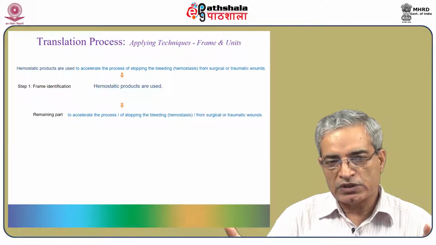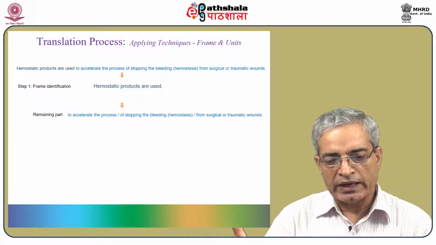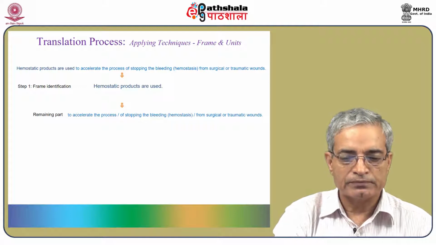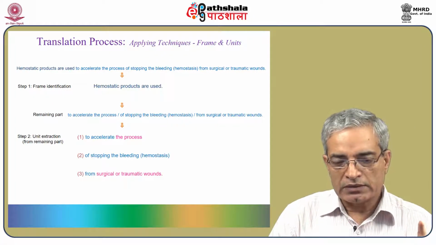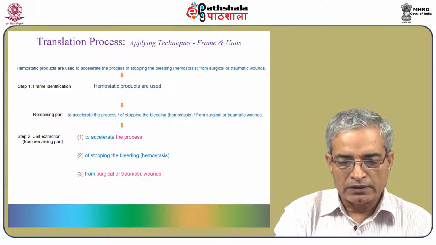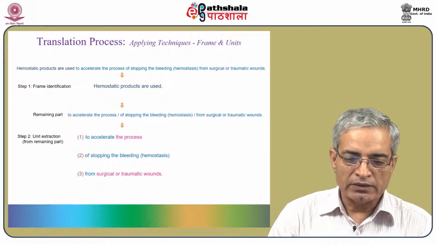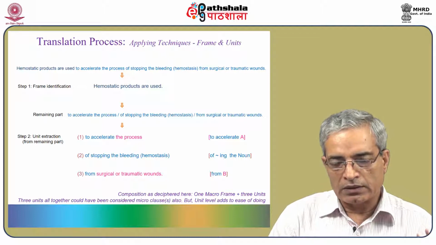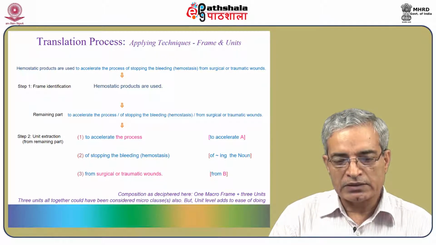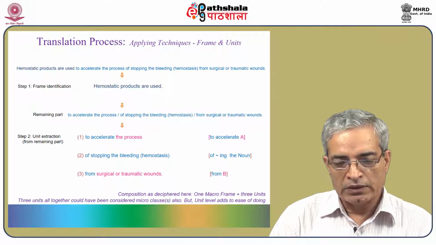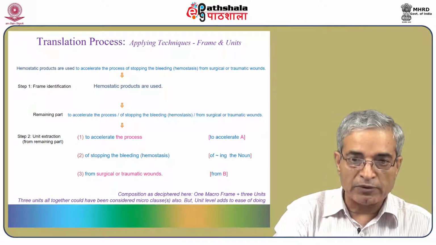And this, if you see carefully, can be divided into three: to accelerate the process, of stopping the bleeding, from surgical or traumatic wounds. If we look at these three as units, the first one is to accelerate the process, the second one is of stopping the bleeding, third is from surgical or traumatic wounds. The pink ones are the components that can be replaced or substituted. The other color is to accelerate, of stopping the bleeding. Of stopping the bleeding and from, they are the universal type of components.